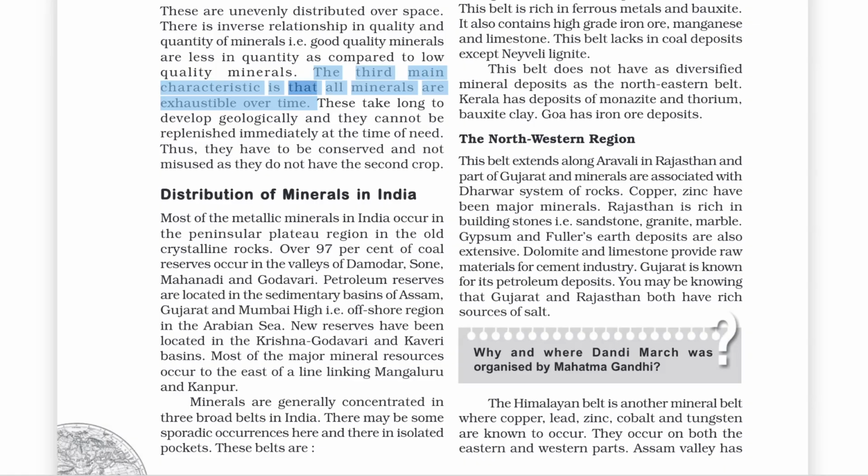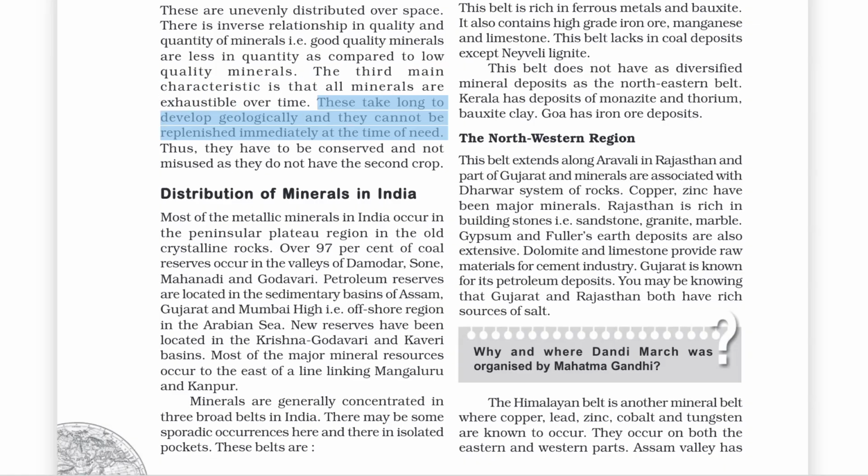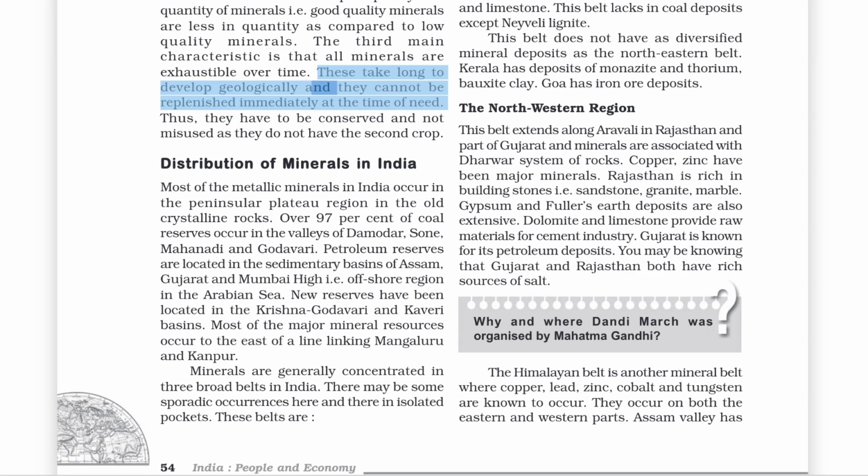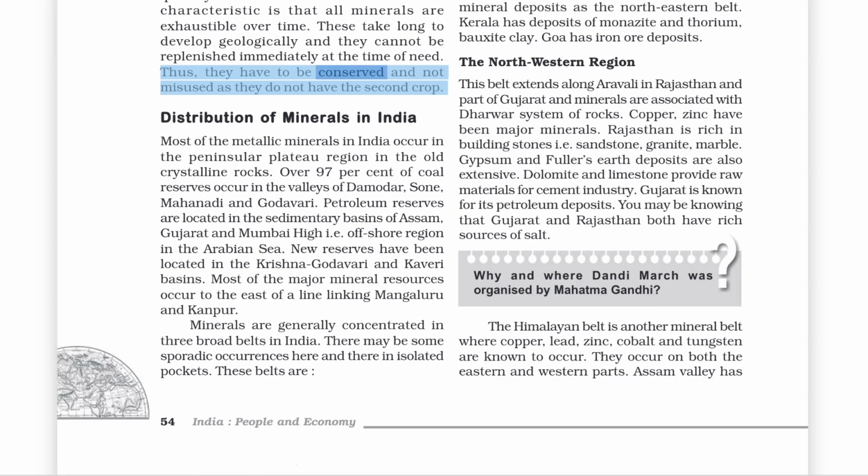The third main characteristic is that all minerals are exhaustible over time. These take long to develop geologically and they cannot be replenished immediately at the time of need. Thus, they have to be conserved and not misused as they do not have a second crop.